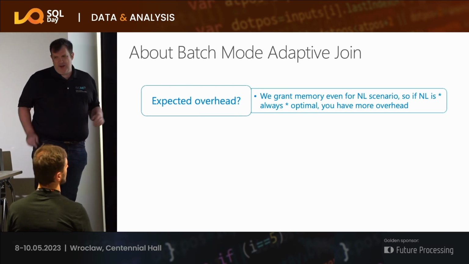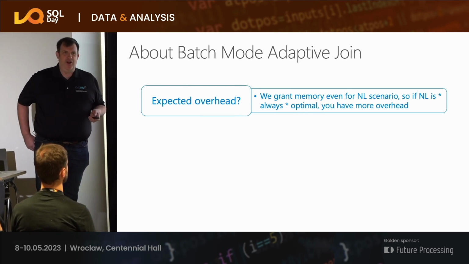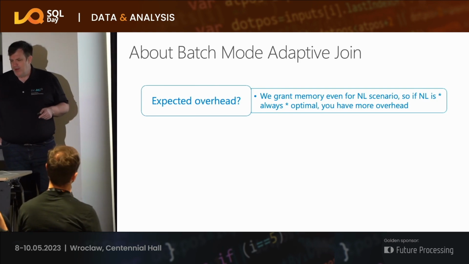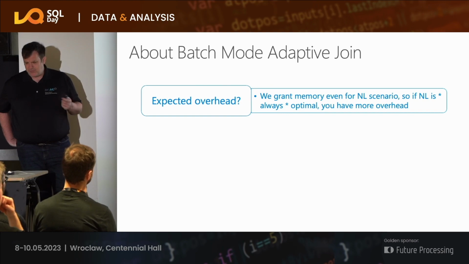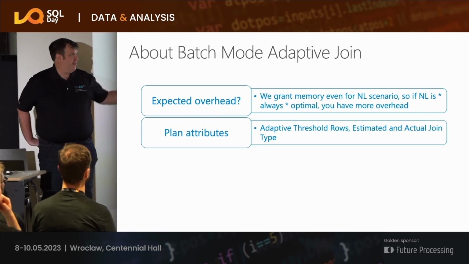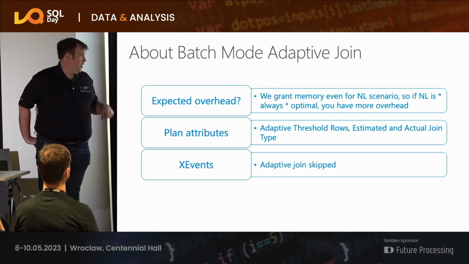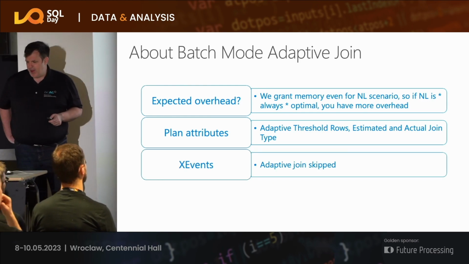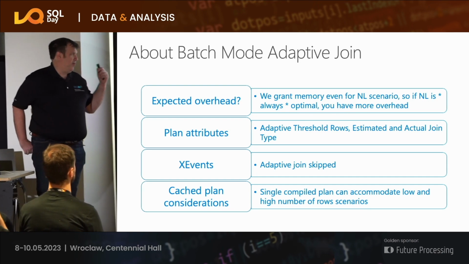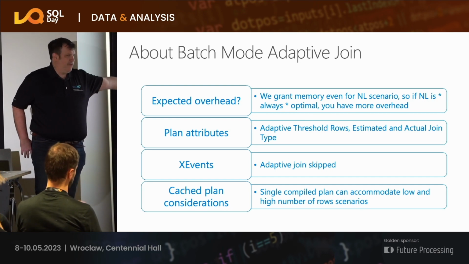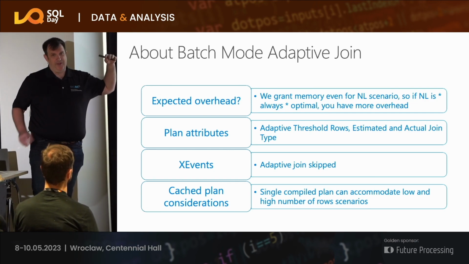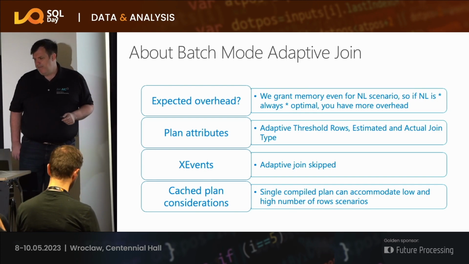One of the things about adaptive join is it does have a little more overhead, because SQL Server is always going to grant the memory needed for a nested loop join, which can be a little bit of overhead. This is in the plan attributes. We can see it. It's also in X events if it was skipped. A single compiled plan can accommodate low and high number of row scenarios. So unlike the deferred join or the memory grant feedback, this is somewhat persisted with the plan.